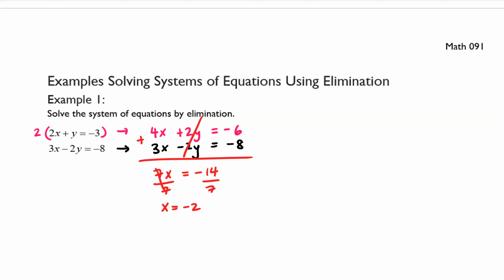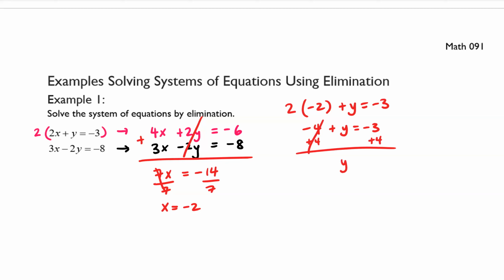And now I can go ahead and plug that in to either of the equations. I'm going to plug it into the first equation. So we have 2 times -2 plus y is equal to -3. Multiplying those two numbers together, I get -4 plus y is equal to -3. And then if I add 4 to both sides here, we get y equals 1.